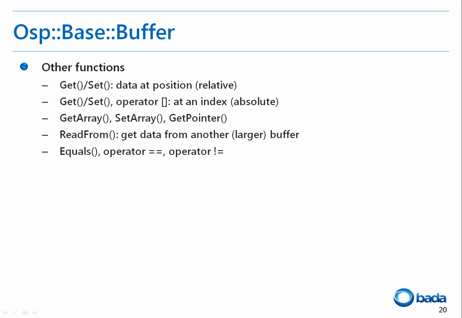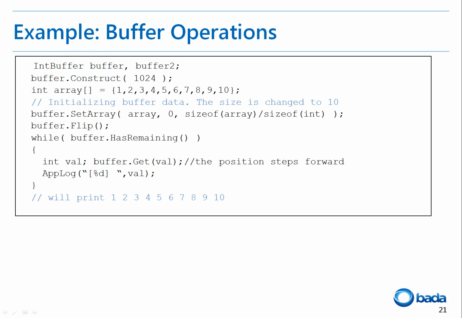The read from function is used to read data from the buffer and is generally used to copy data from a relatively large buffer to a small buffer. Besides these functions, the functions and operators to compare the data of buffers are provided. Let's have a look at an example of using a buffer.